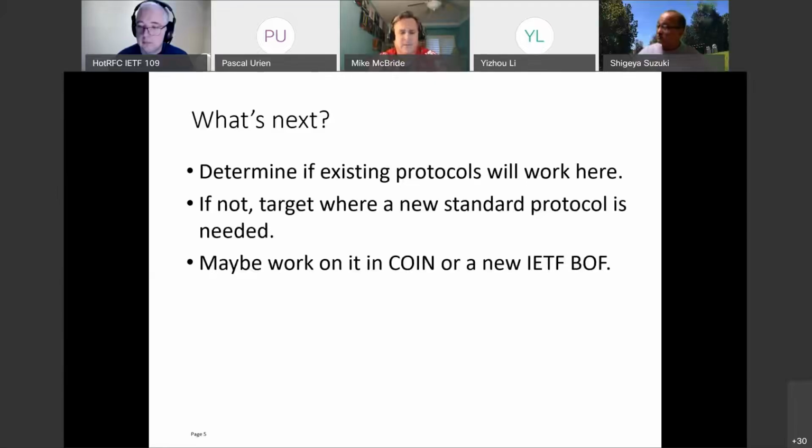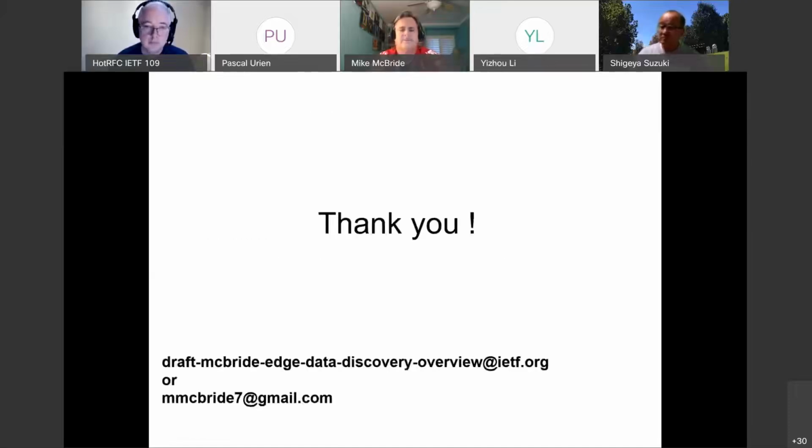We've presented this in COIN, Computing in the Network Research Group in the IETF, and we'll be having a discussion this next week in COIN. But maybe if this is valid work, then someday we will try to create a working group, first going through the BOF. So that's really it.